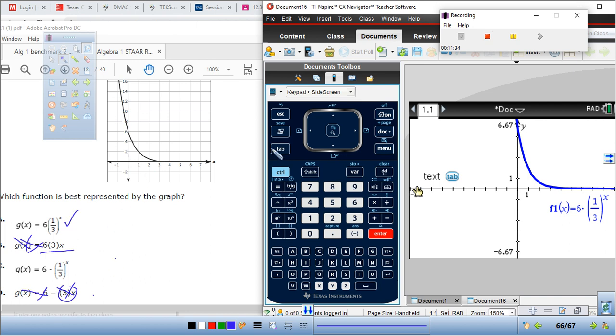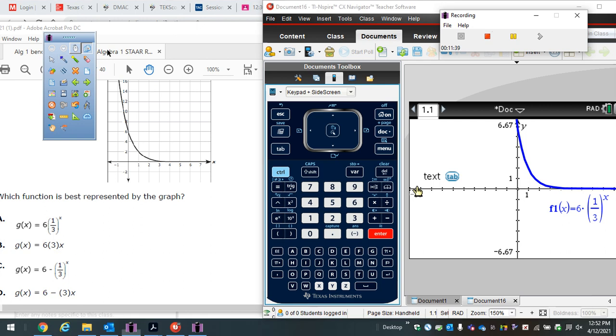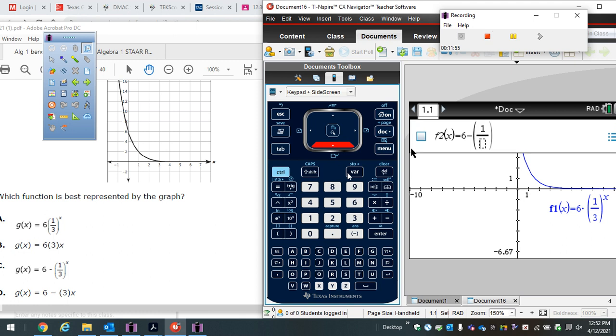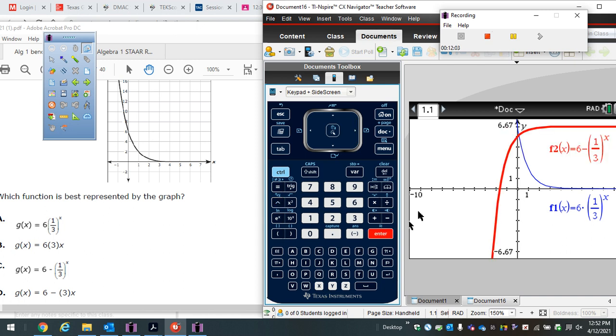Well, I'm just going to try the other one. Press tab. And then I'm going to type in that one. 6 minus, I'm going to do the control fraction of 1/3, all of that raised to the x. Not even close.